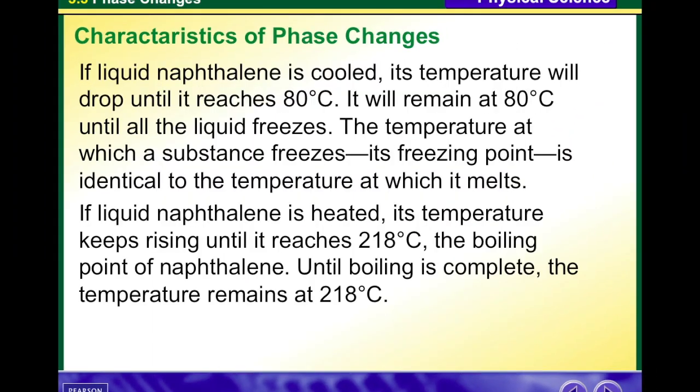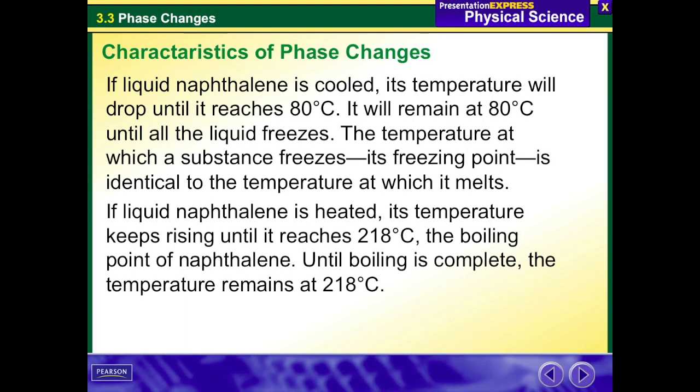As this text states, if liquid naphthalene is cooled, its temperature will drop until it reaches 80 °C, and it'll remain at that temperature until it freezes. The temperature at which a substance freezes, its freezing point, is identical to the temperature at which it melts. If liquid naphthalene is heated, its temperature will keep rising until it reaches 218 °C, and then it's going to flatten out again, because that's the boiling point. So until the boiling is all complete, naphthalene can't get above 218 °C.